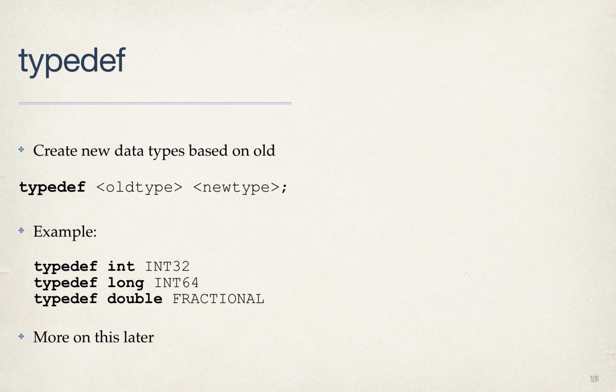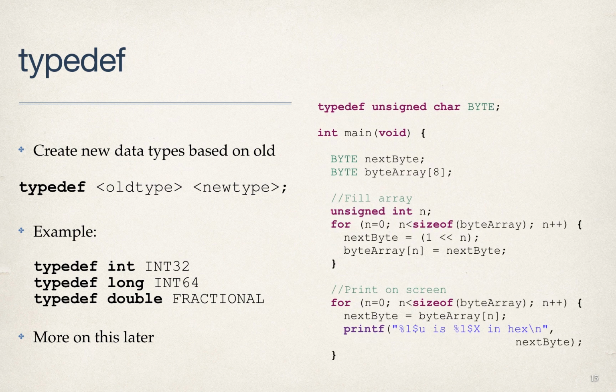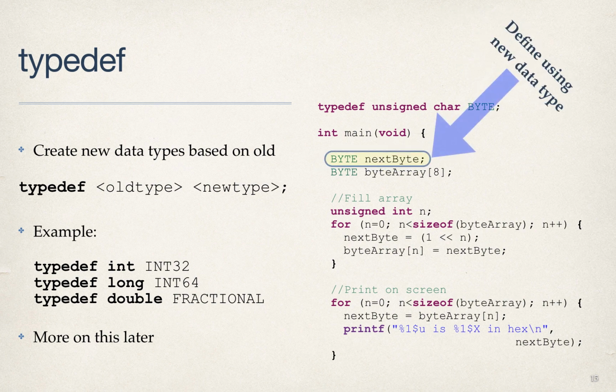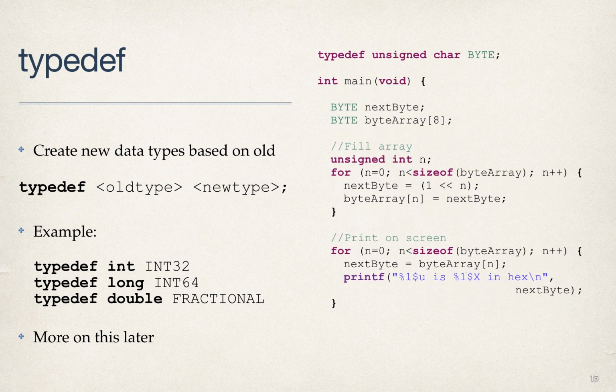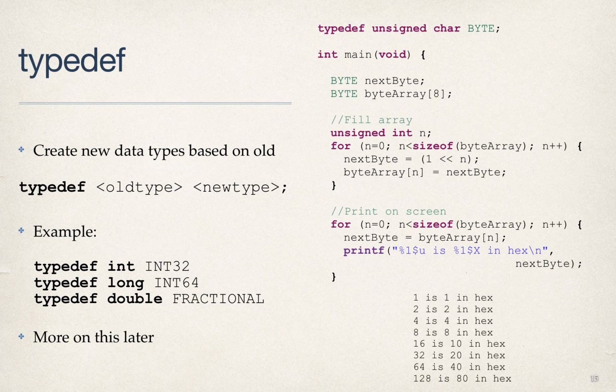The main thing you need to know right now is the syntax. Typedef, some existing type, and a new name. All right. So, for example, typedef unsigned char byte. All right. So the old type is unsigned char. The new name for it is byte, and so we can use it to create variables of type byte or arrays. And if we run this code, we can just print them out.